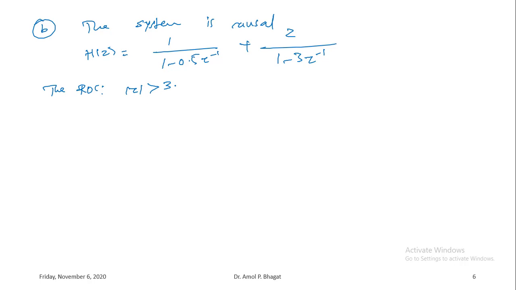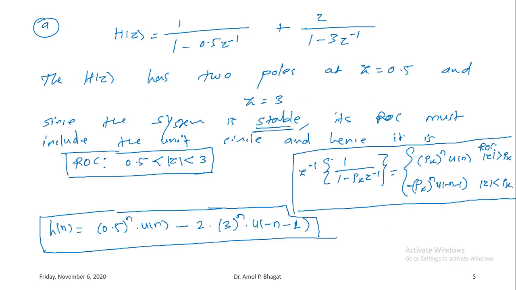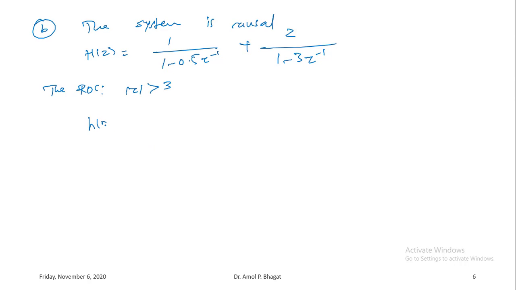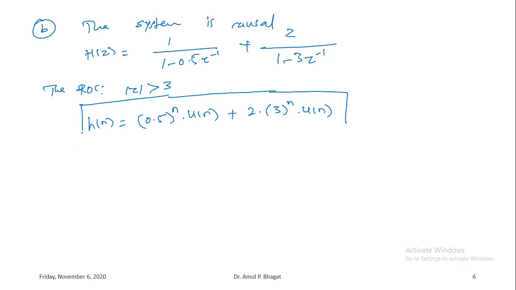Again, as per this condition, as it is greater than the poles in both cases, the first form will be utilized to write down h of n. So h of n equals 0.5 raised to the power n into u of n plus 2 into 3 raised to the power n into u of n. This will be the impulse response when the system is causal and its ROC will be exterior to the circle, mod z greater than 3.